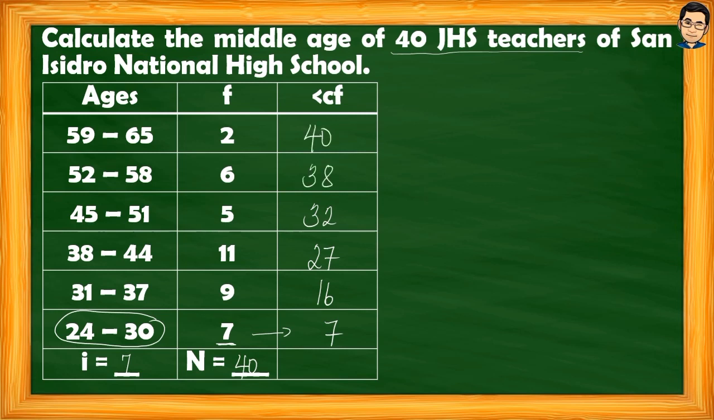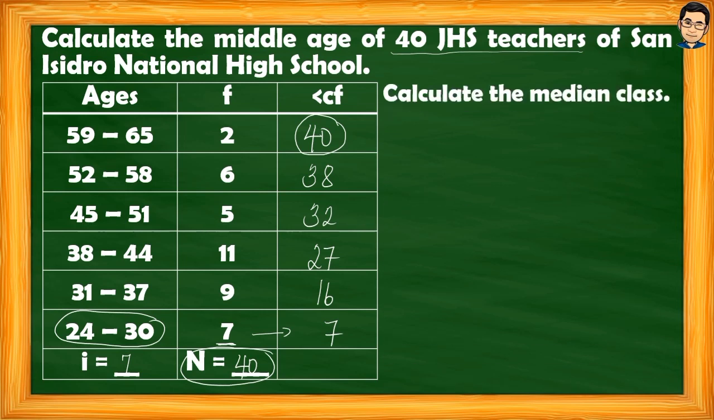So, make sure yung N po natin, yung total frequency po natin, nakatali po dun sa sum dun sa upper class nung less than cumulative frequency. Ayan, as you can see, 40 din po yan. And then, N is equal to 40. Okay, next. Calculate the median class.